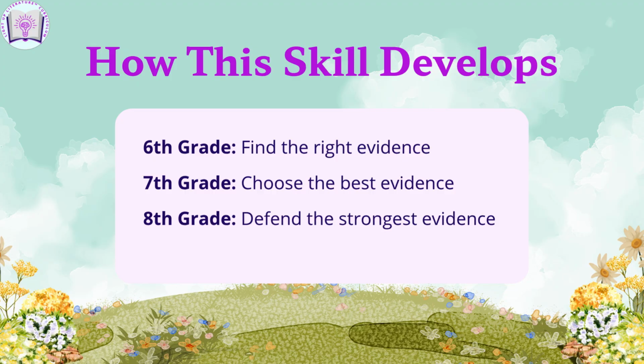So this skill is built over time. In 6th grade, the main focus is just finding the right evidence. At 7th grade, it goes up a notch to choosing the best evidence. And by 8th grade, they're expected to be able to defend with the strongest evidence. Each layer is a foundation. So if you're in 8th grade and you've got kiddos still struggling with finding the right evidence, you've got to drop it down to that 6th grade focus and build them up. That way it's scaffolded and it's helping them where they're at and get where they need to be. It won't take long once they get the practice they need.